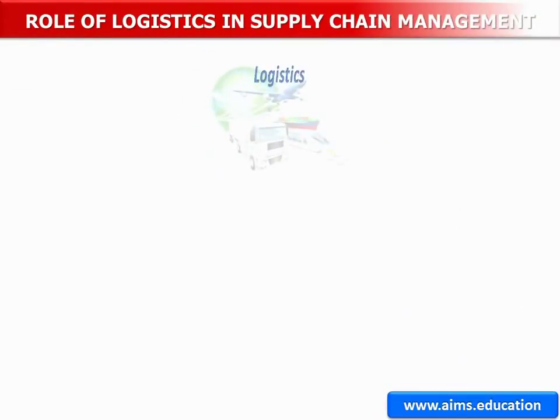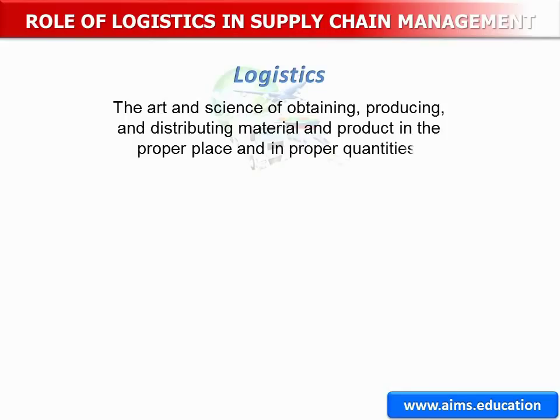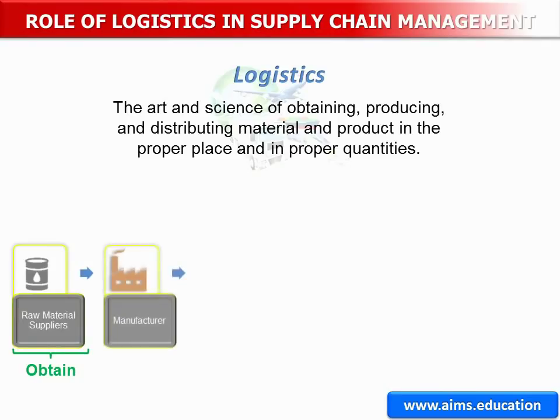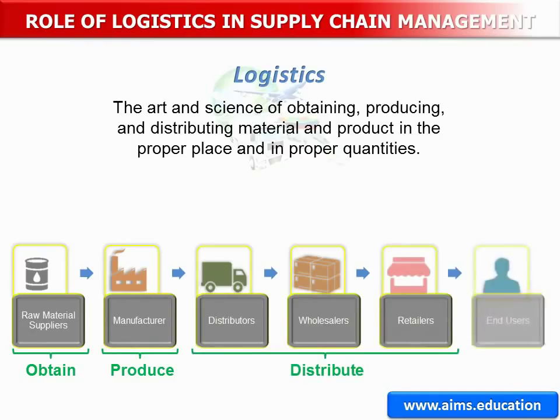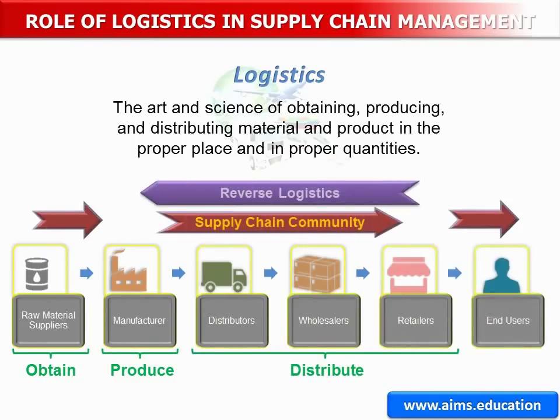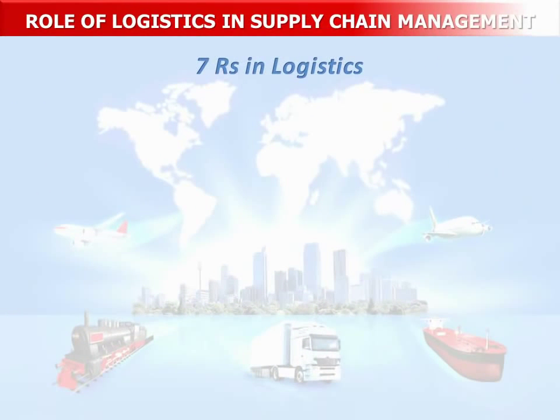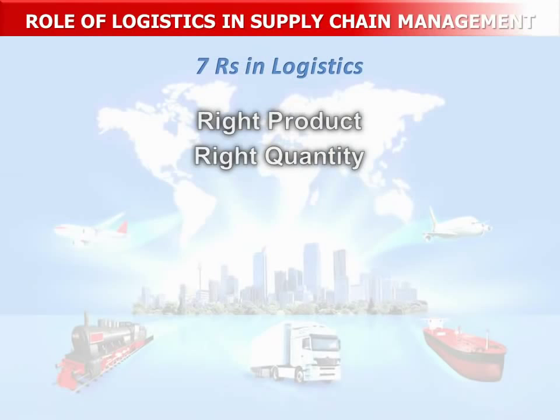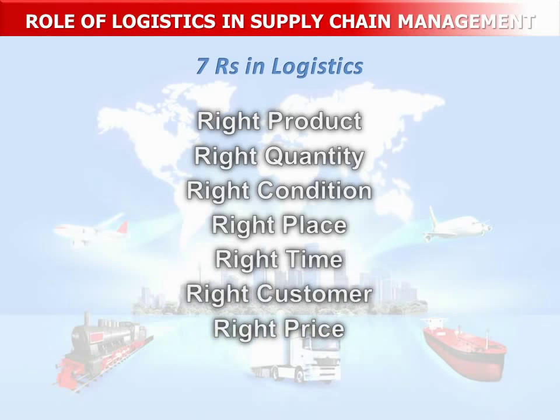What is logistics? Logistics is defined as the art and science of obtaining, producing, and distributing material and product in the proper place and in proper quantities. It is a rapidly evolving business discipline that involves management of order processing, warehousing, transportation, materials handling, and packaging, all of which should be integrated throughout a network of facilities. All tasks necessary to get the right product, in the right quantity and right condition, at the right place, at the right time, for the right customer, at the right price.